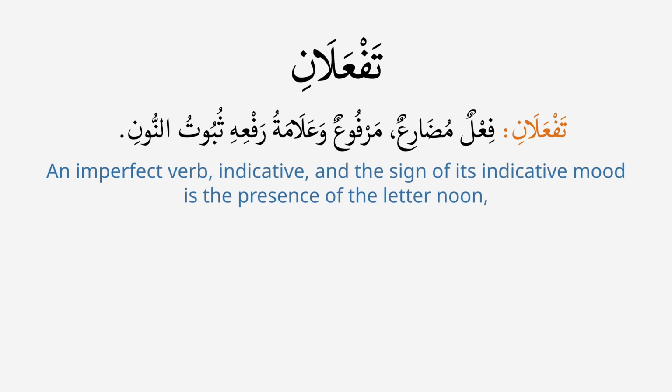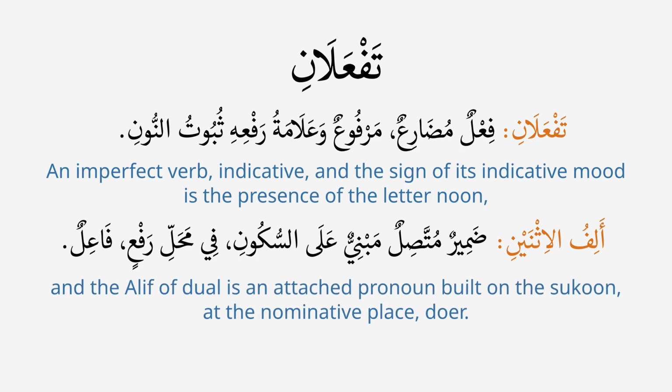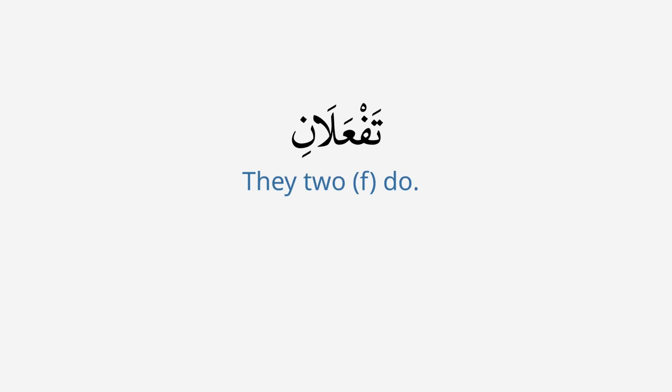Again, an imperfect verb, indicative, and the sign of its indicative mood is the presence of the letter noon at the end. وألف الاثنين ضمير متصل مبني على السكون في محل رفع فاعل, meaning the alif of dual is an attached pronoun built on the sukun at the nominative place doer. So تفعلان means they two feminines do.